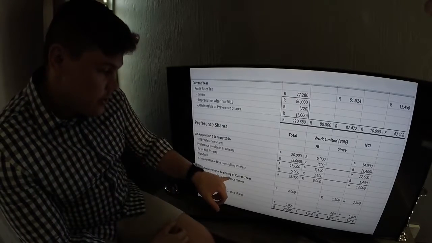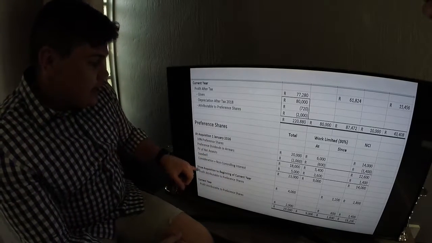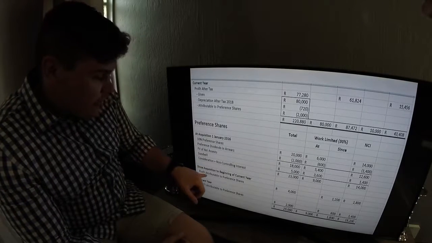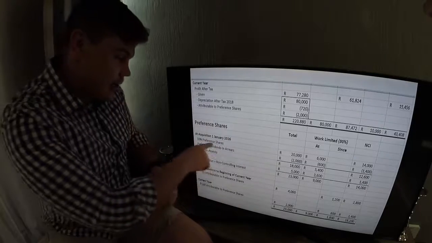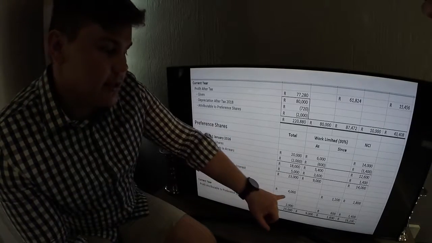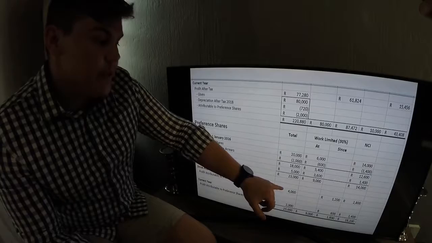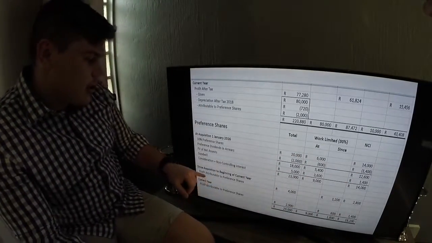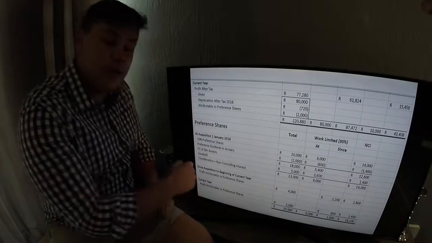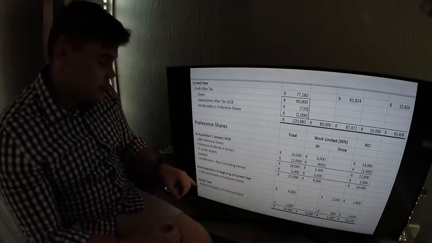Moving on to since acquisition at the beginning of the current year. As Johan explained, the profit attributable to preference shares is going to be exactly as I said over there. We're just going to split them. So this was for 2 years now. So the 4,000 gets split 30% for us, 70% for the non-controlling interest. Exactly the same for the current year as well. It's just for this financial year.